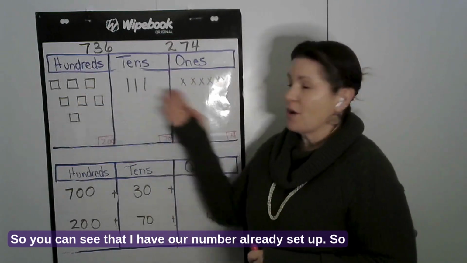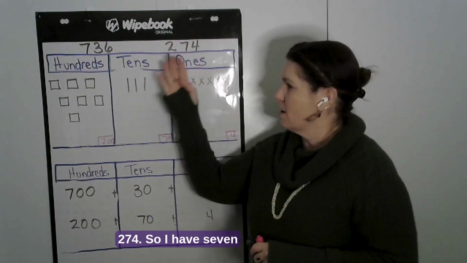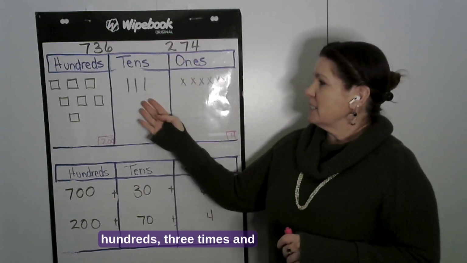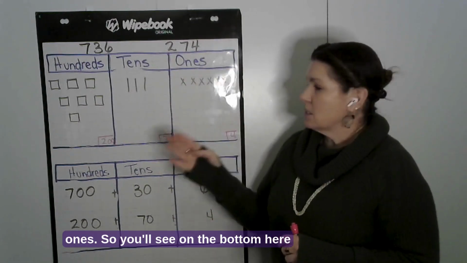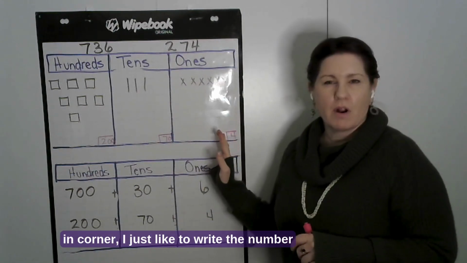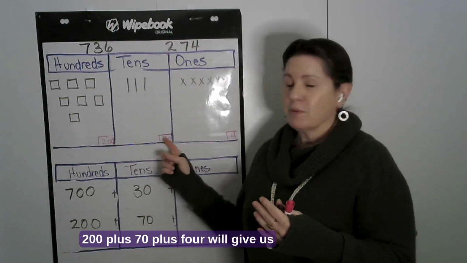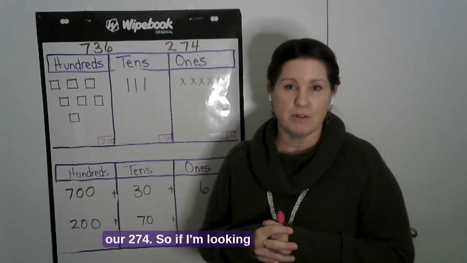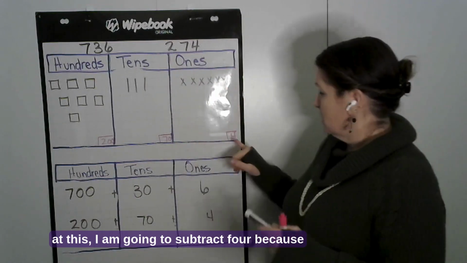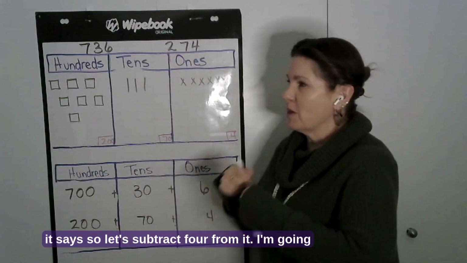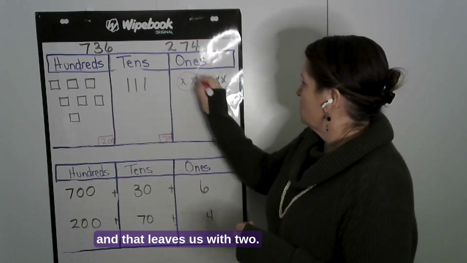So you can see that I have our number already set up. 736 subtract 274. So I have 7 100s, 3 10s, and 6 1s. You'll see on the bottom here in the corner, I just like to write the number that they are going to be subtracting from. So 200 plus 70 plus 4 will give us our 274. So if I'm looking at this, I am going to subtract 4 because it says so. So let's subtract 4 from it.